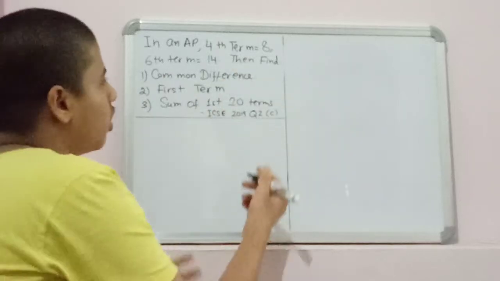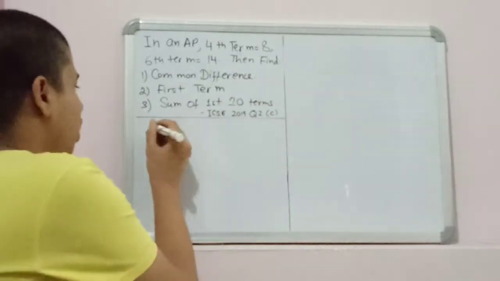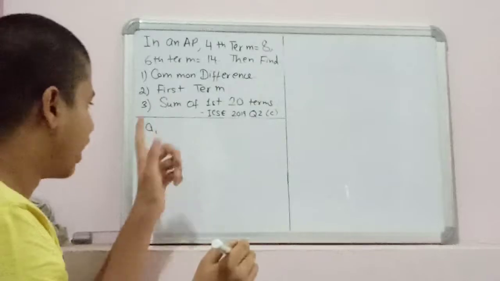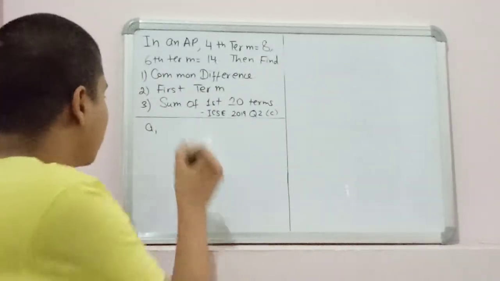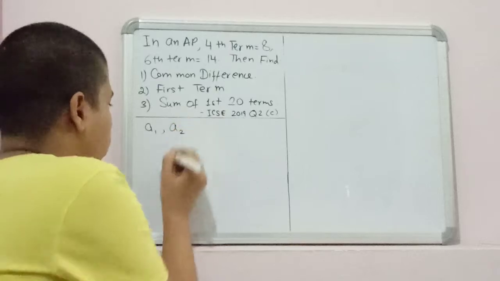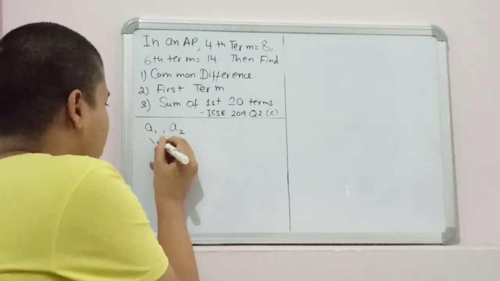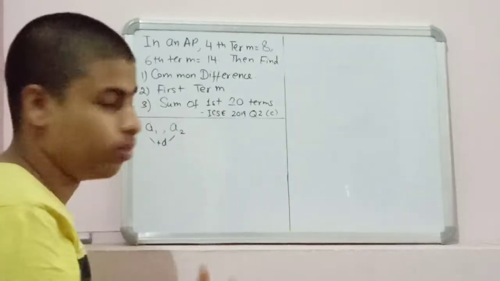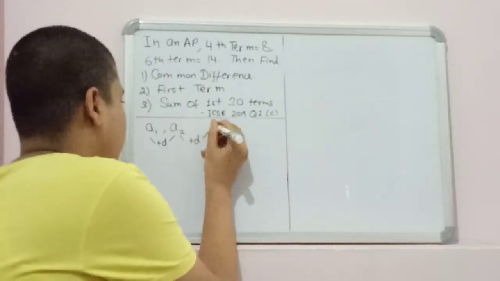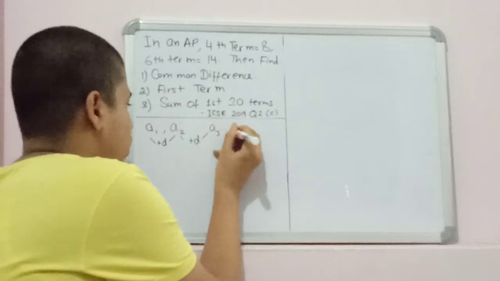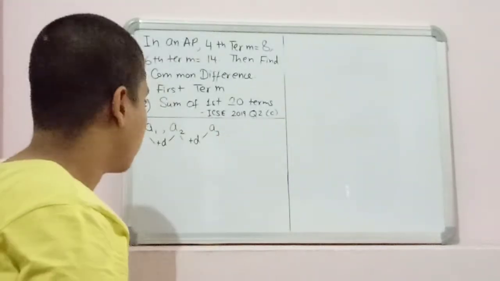So how do you get new terms in an AP? We have the first term, A1, the subscript tells you which term it is, and when you go to A2, you add some common difference D to get to A2. Similarly, you can add the same common difference to get to A3 and so on. That's how you get new terms.